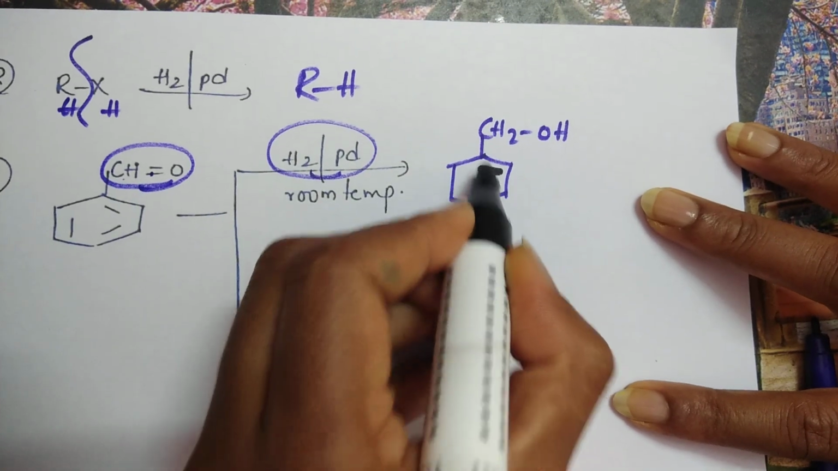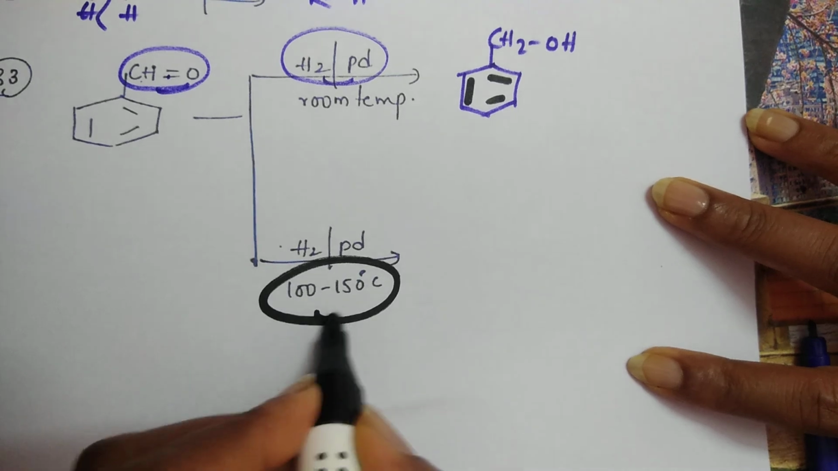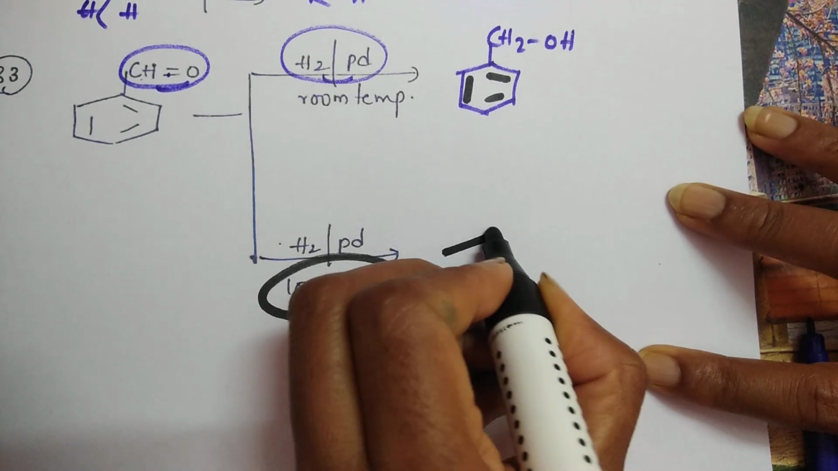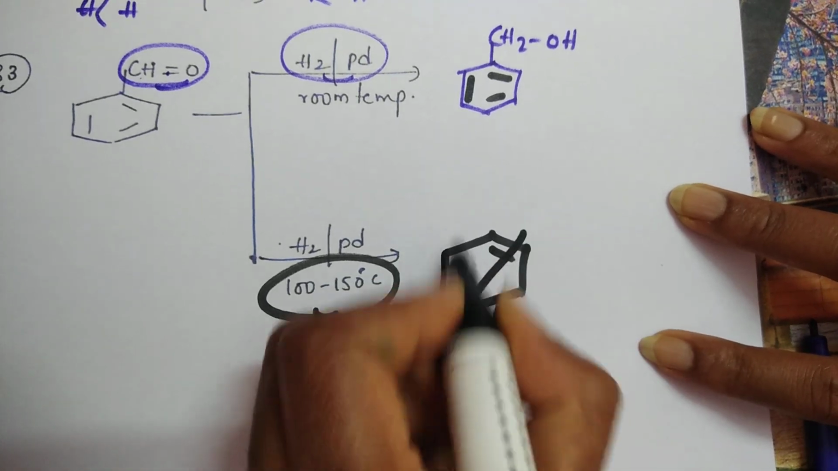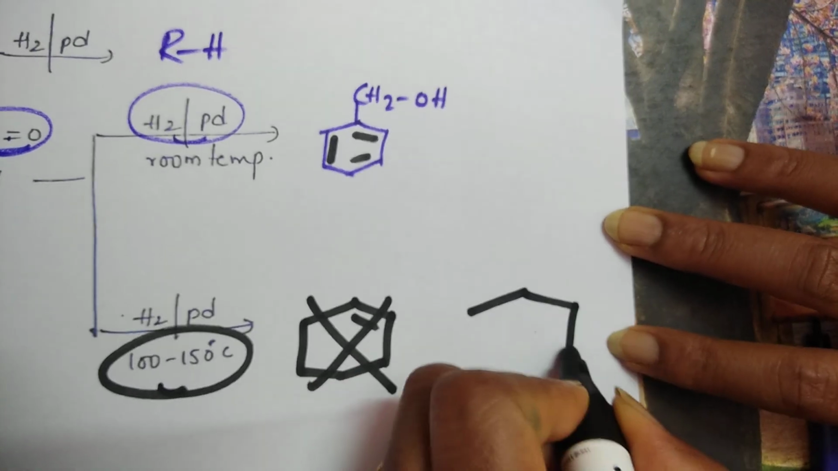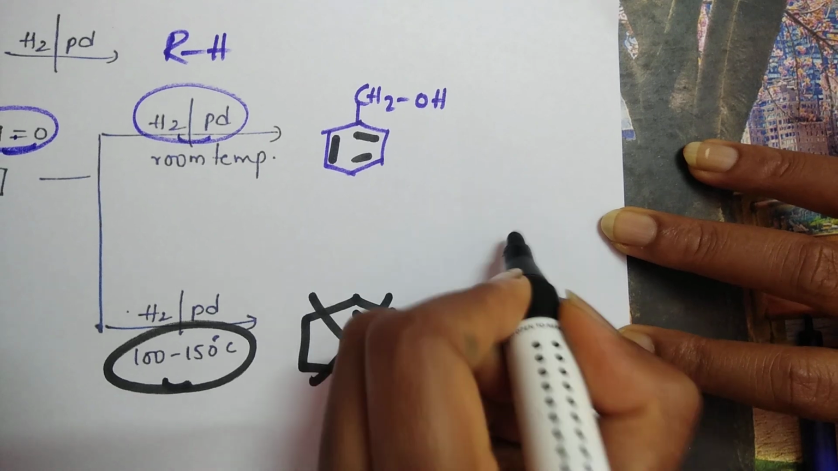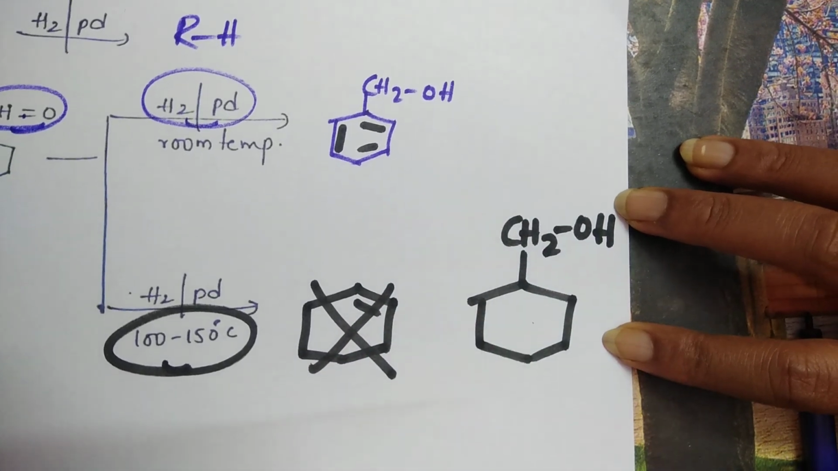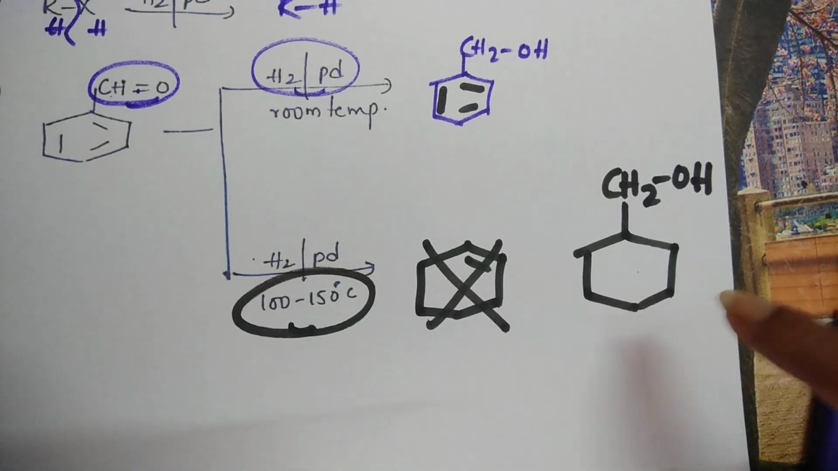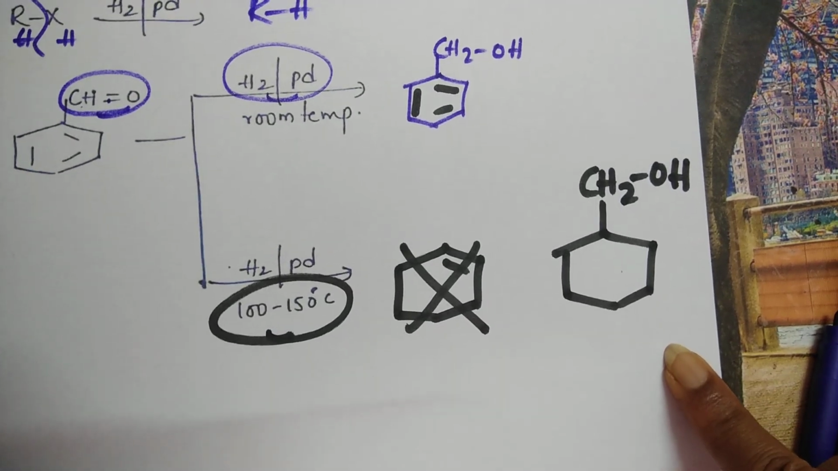See the next one. This remains as it is, no change. But when you take 100 to 150 degrees Celsius, you are maintaining more than room temperature. This converts into CH2OH, the alcohol group, and the benzene ring also will be reduced. Got the clarity, students? Do you understand?